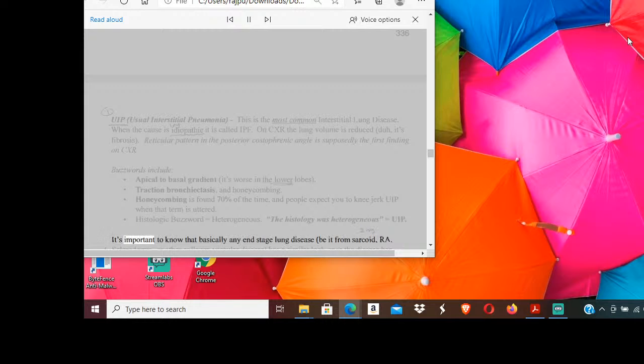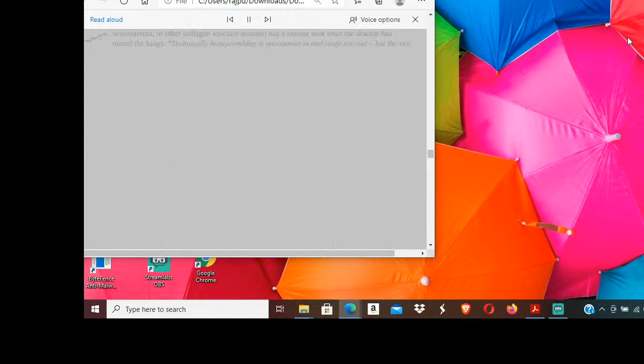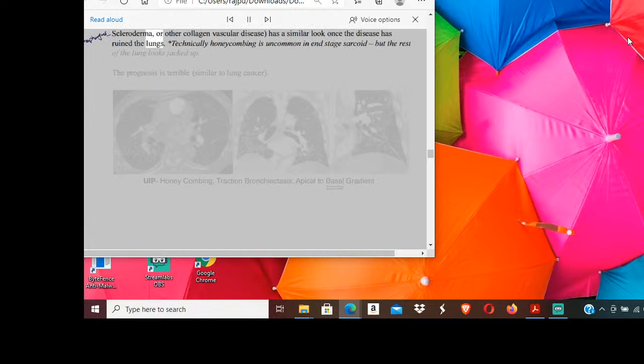It's important to know that basically any end-stage lung disease, be it from sarcoid, RA, or scleroderma, or other collagen vascular disease, has a similar look once the disease has end-stage fibrosis. Asterisk: technically honeycombing is uncommon in end-stage sarcoid, but the rest of the lung looks jacked up. The prognosis is terrible, similar to lung cancer. UIP: honeycombing, traction bronchiectasis, apical to basal gradient.